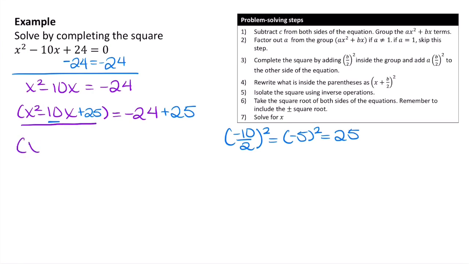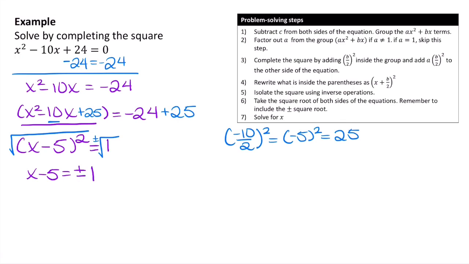This is equal to x minus, and we have b over 2, which remember 10 over 2 is 5. So this is x minus 5 squared. That's equal to negative 24 plus 25, which is 1. Now we can solve this equation using the process we used when we're solving by square roots. I can take the square root of both sides. Remember, I have a plus or minus square root here.